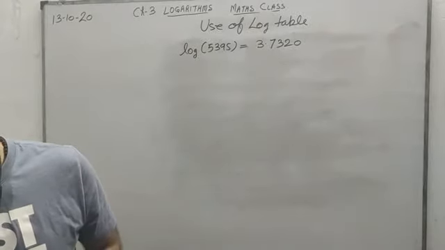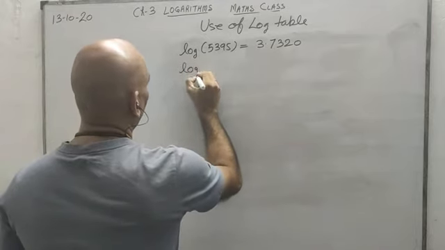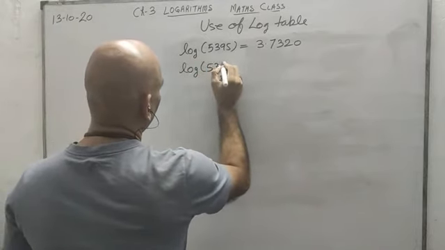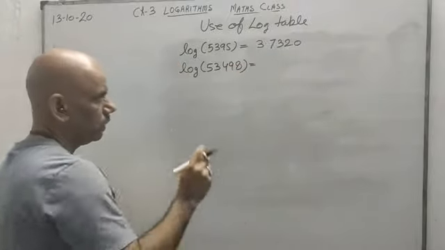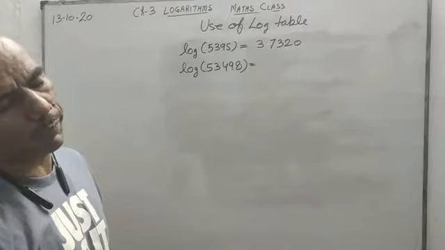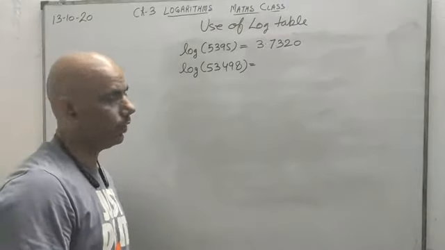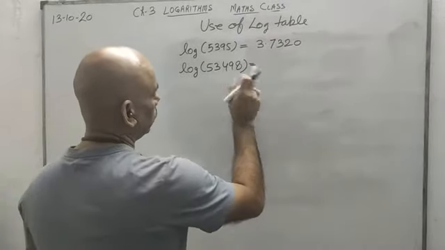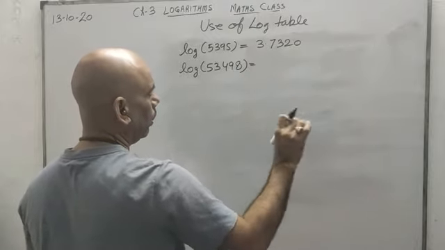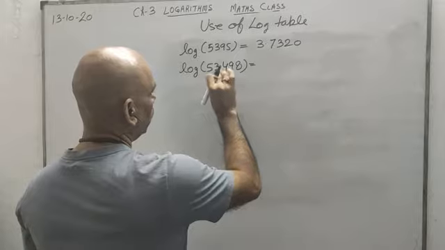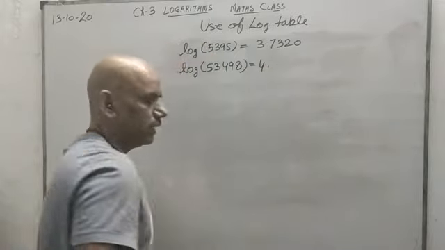Let me find out a few more values. 53498. This fifth digit is useless for me. I can have only 4 digits of log through my table. So the log of 53498 and 53490 is going to be the same. 1, 2, 3, 4, 5, 5 minus 1 is 4. So characteristic is 4.